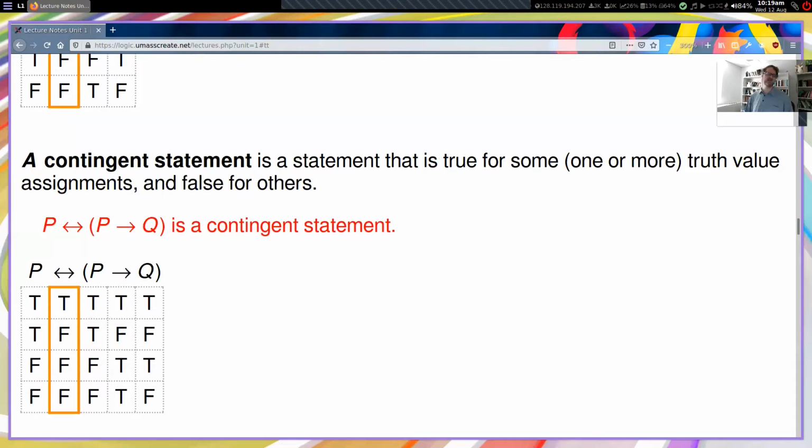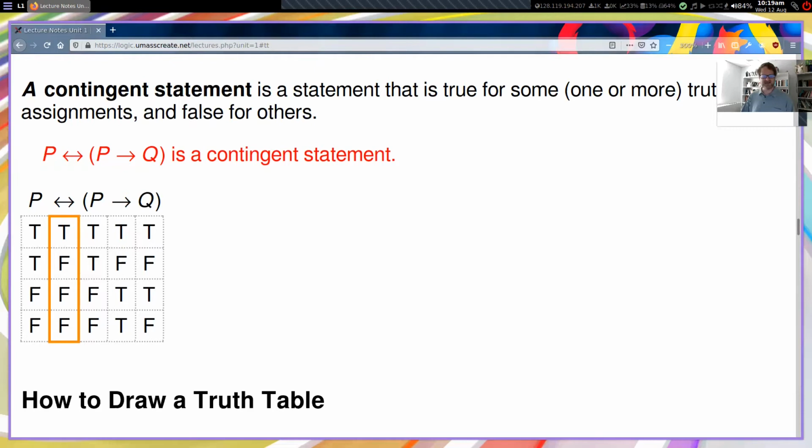We see that we do the calculations for the entire statement. I'm not going to go through that here. It's true when they're both true, it's false when one's true and one's false, and it's false when they're both false. So we see the statement is sometimes true and sometimes false. That makes it a contingent statement.